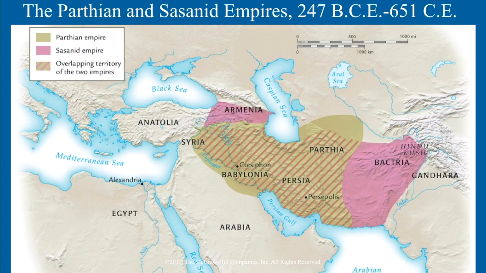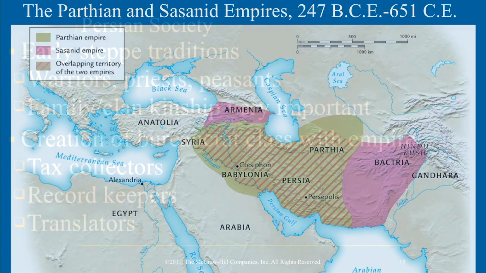Here's the Parthian and Sassanid empires, 247 BCE to 651 CE. Parthian Empire is that brownish mustard color. We have the Sassanid Empire, which has the overlapping area, and it actually overtook under the Sassanids. They overtook the Parthians after their continual battles with Rome. You can see that Babylonia is there, Syria, Parthia, Persia, Persepolis is still there. Then we have Bactria and Armenia up by the Anatolian region.